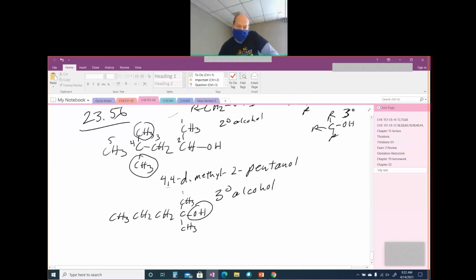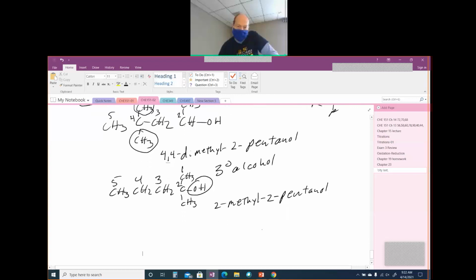So to name it: longest carbon chain, lowest number for the OH. Again, we have a pentanol. The carbon that is connected to the OH is a 2. So we have a 2-pentanol. Also off of carbon 2, we have a methyl. So we have a 2-methyl-2-pentanol. Every time you have a number and a letter, you have a dash.